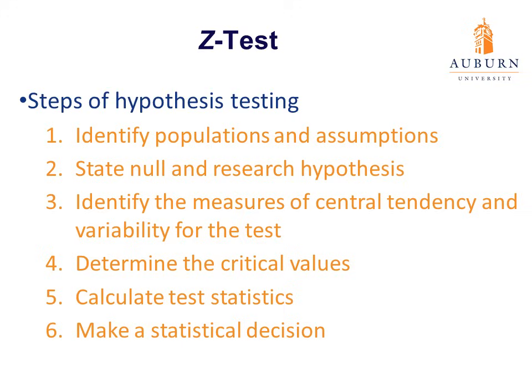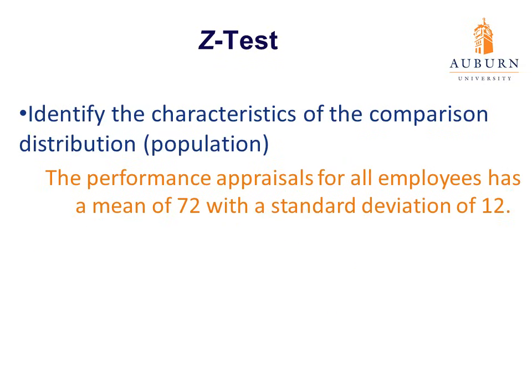We then talked about step number 3, identifying the measures of central tendency and variability for the test. All we're really saying here is that we need to know our mean and our standard error for the z-test that we're going to run. So we need to know the mean performance appraisal rating of the employees in the organization. So this would be with the old training.